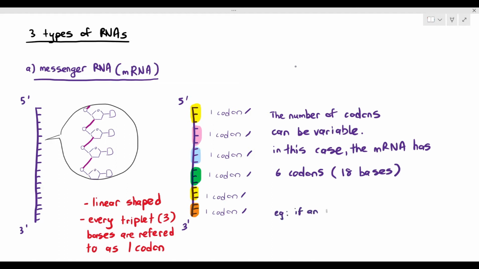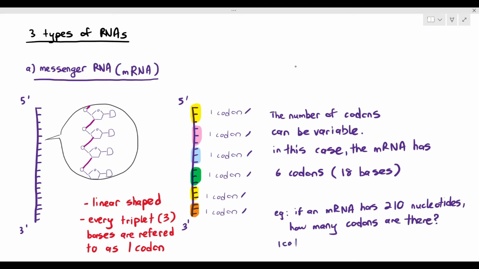So, as a question, if an mRNA has 210 nucleotides, which is 210 bases, then how many codons are there? Well, one codon equals 3 bases, so 210 bases divided by 3 will equal 70 codons.